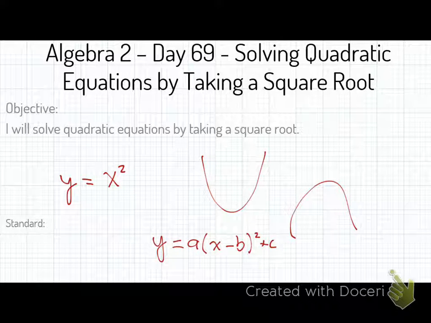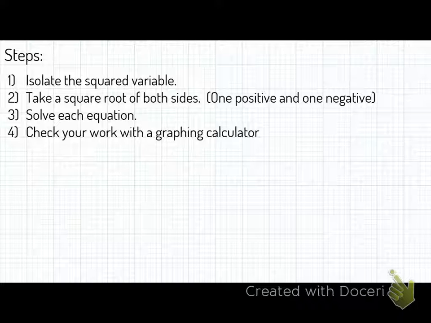Okay, so today we're going to talk about how to solve them. Sometimes we have to use a different method called taking a square root of both sides, where we don't factor it, we don't break it apart. It's actually a little bit easier because all we have to do is use a little bit of algebraic operations to solve it. Okay, so these are the steps.